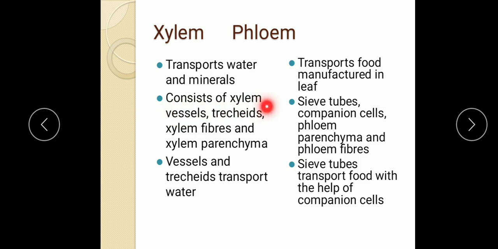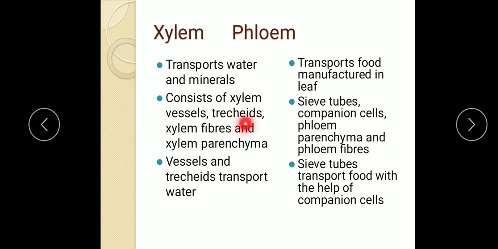Xylem consists of 4 types of cells. What are the 4 types of cells? Xylem vessels, tracheids, xylem fibers and xylem parenchyma. What are the xylem vessels? They are long cylindrical cells joined end to end to form long tubes. So xylem vessels are long cylindrical tubes, and they have lignified walls. Lignified walls means lignin is present in their walls, and this lignin makes these cells stiff and provides structural support.